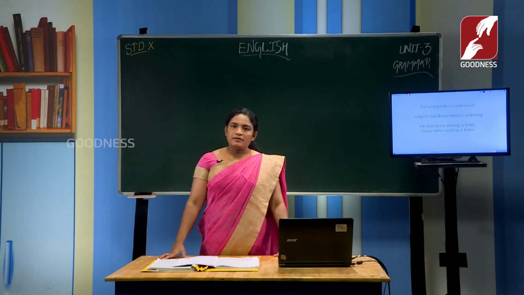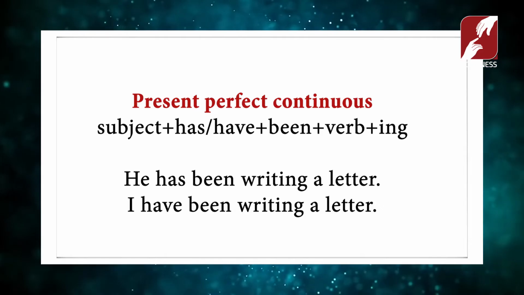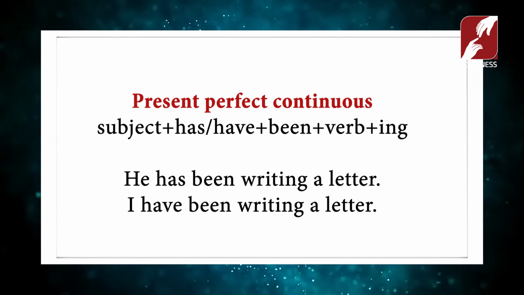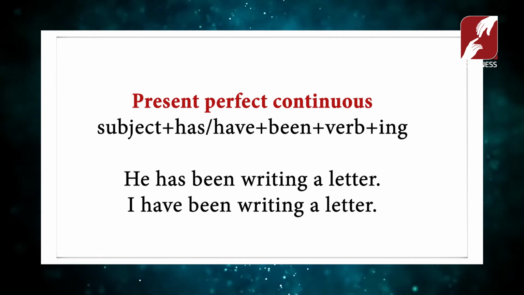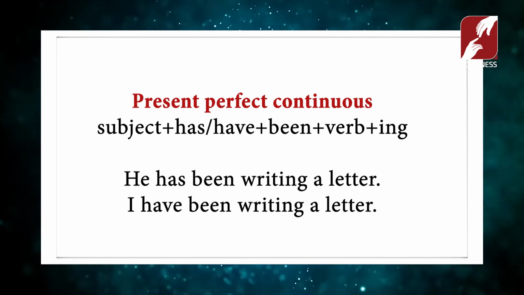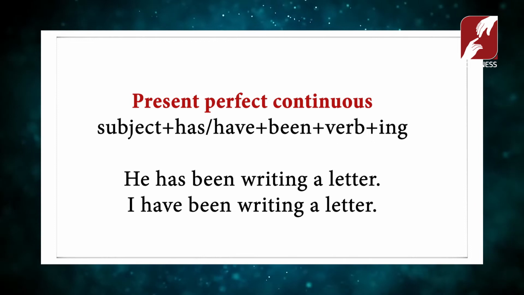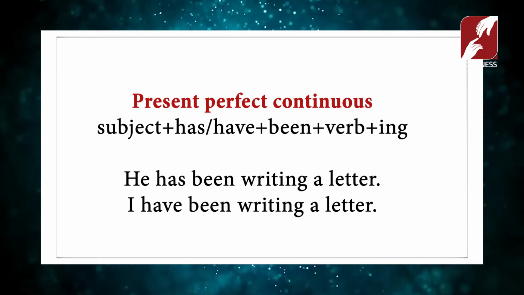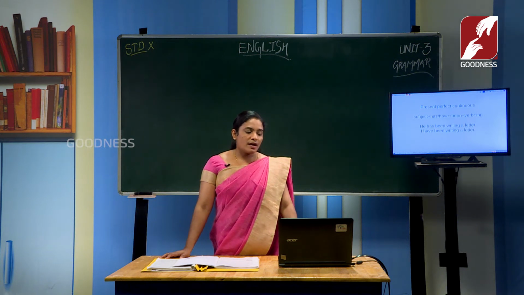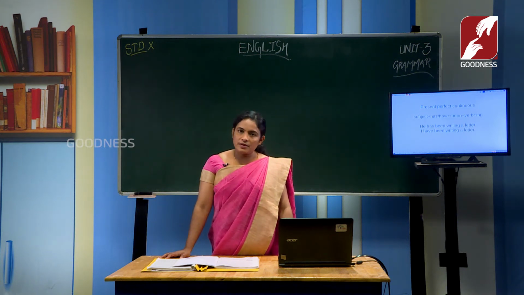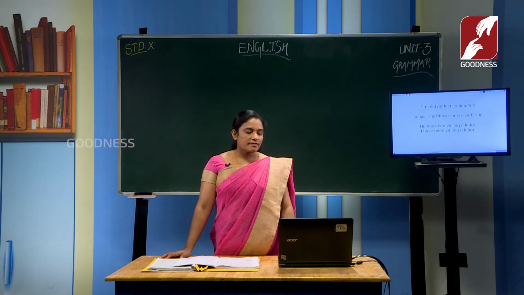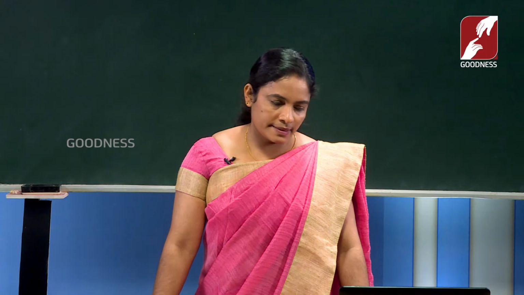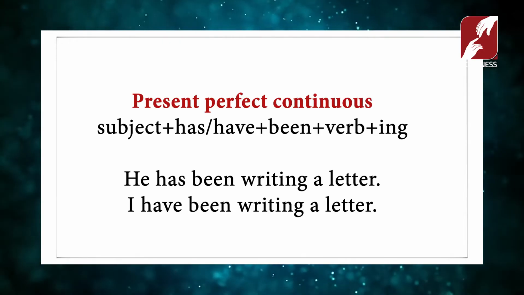And the last division of the present tense, present perfect continuous tense. What is the format of present perfect continuous tense? Subject plus has or have plus been plus verb plus ing form. And here some examples are there. He has been writing a letter. I have been writing a letter.